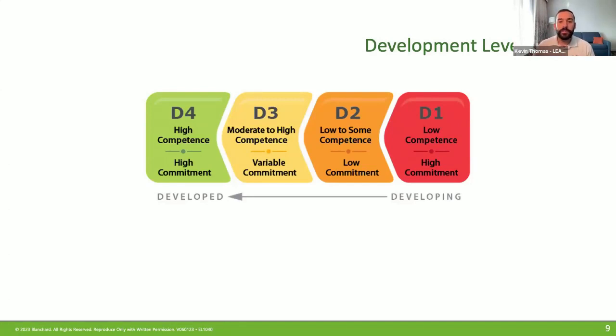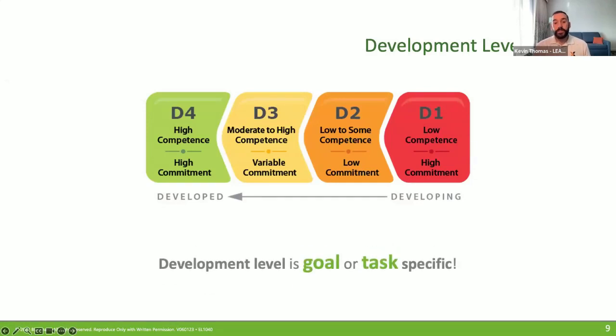A person who's considered to be at D3 on a goal or task has moderate to high competence and variable commitment. They have more knowledge, more skills related to this task or goal, but they're not fully confident yet. Sometimes they may believe that they can complete the task effectively. Sometimes they may doubt themselves more often. And then a person who's considered to be at D4 on a goal or task has high competence and high commitment.